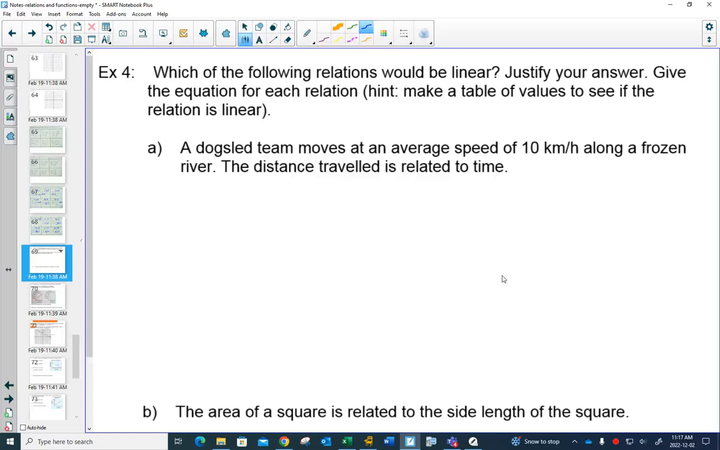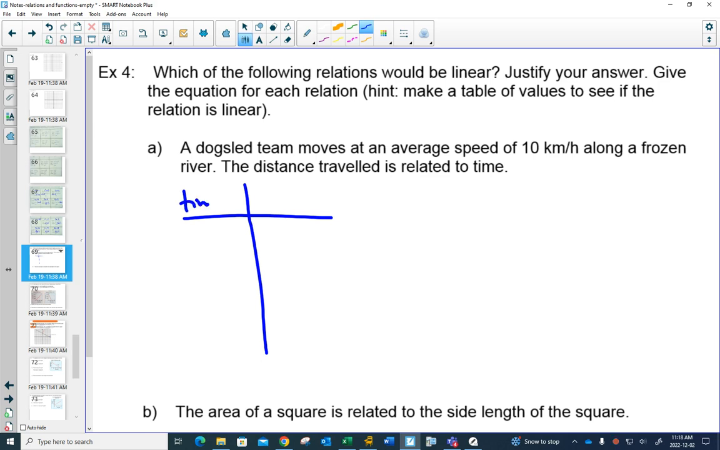The question is asking, do the following make straight lines, yes or no? And it gives you a hint that says, if it does make a straight line, a table of values is a nice way to check. So if we made a table of values for the dog sled one, distance is related to time. Which one is independent? Which one is dependent? Because if we're making a table of values, we always put the independent one first.